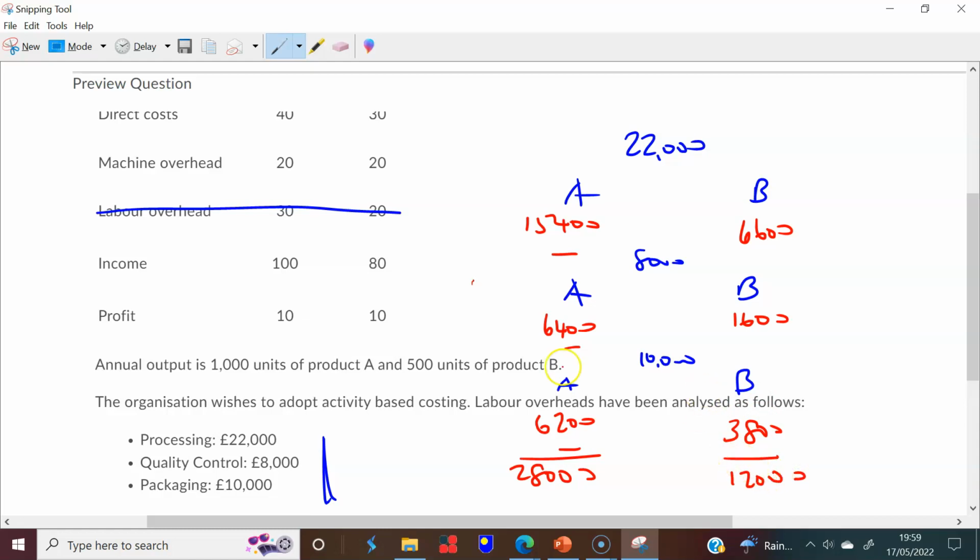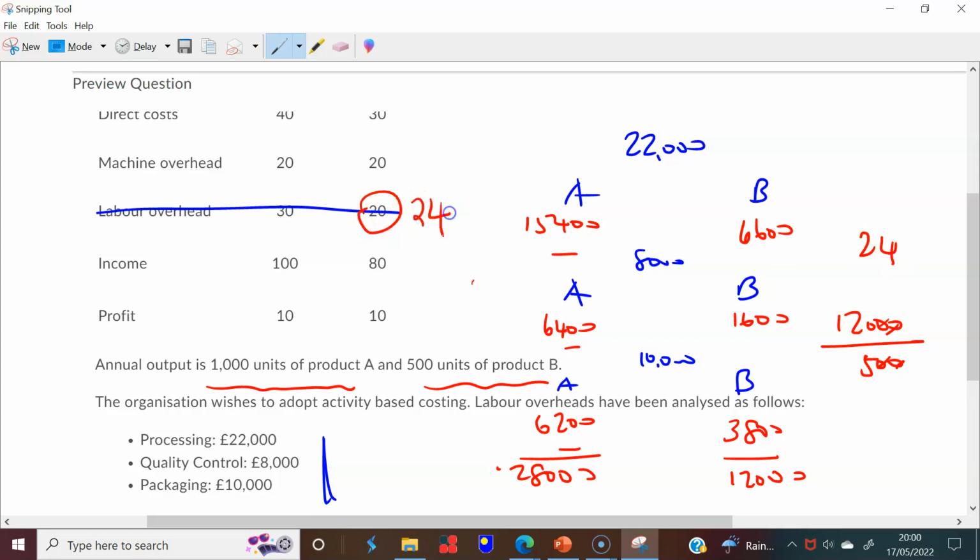Now we know that you have 1,000 units of A and 500 units of B. So now I can share these costs by their units. I'm actually interested in B, I believe this question is. So splitting this overhead over the costs in B would be 120 divided by 5, and that's 24. So the better version here is 24.